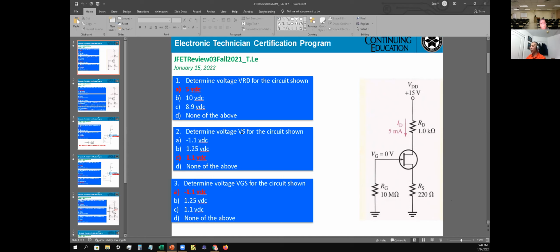Oh, they just want VS. So VS is just here. Take the current times this resistance, and that will give you your voltage. This is milliamps, so you have to convert this to kilo ohm, so the kilo would undo the milli. So 5 times 0.22 will give you the 1.1 volt DC. So the answer is C as in cat for number 2.